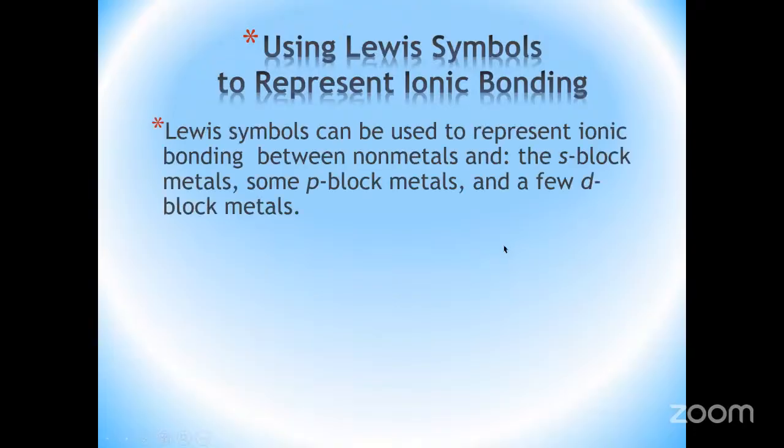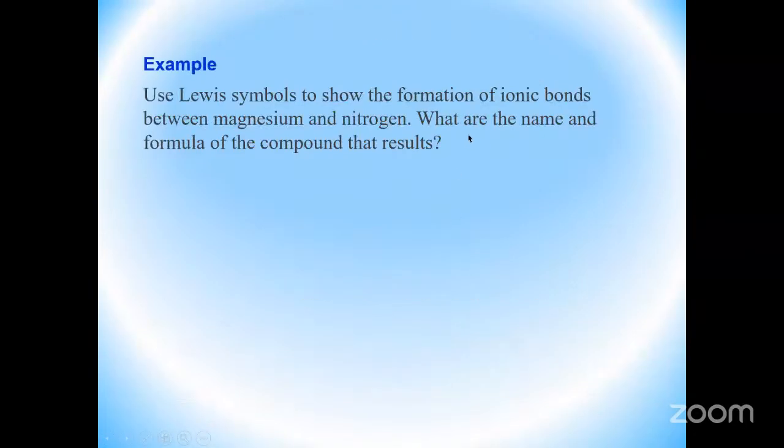Okay, so let's move on to an example here which says, use Lewis symbols to show the formation of ionic bonds between the magnesium and nitrogen. What are the name and formula of the compound that results? Well, we can do the second part first. The compound formed between magnesium and nitrogen would be magnesium nitride. The formula would be Mg3N2.